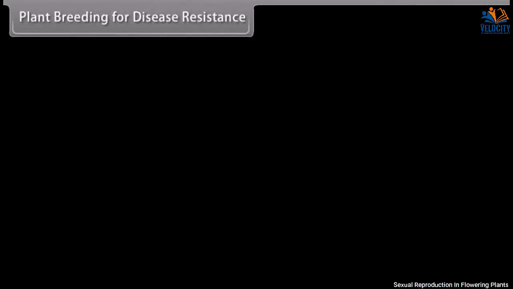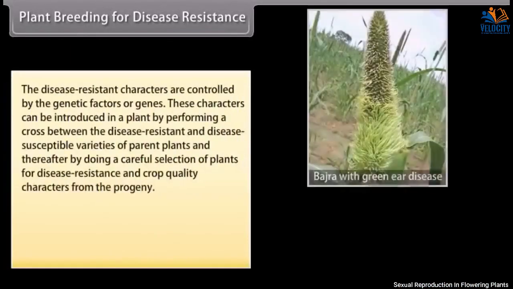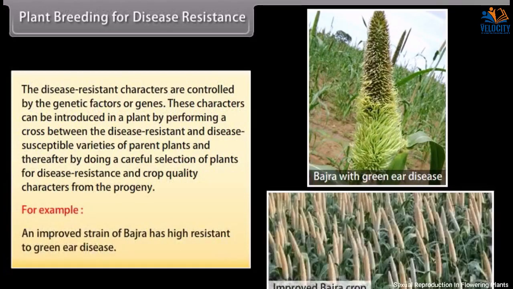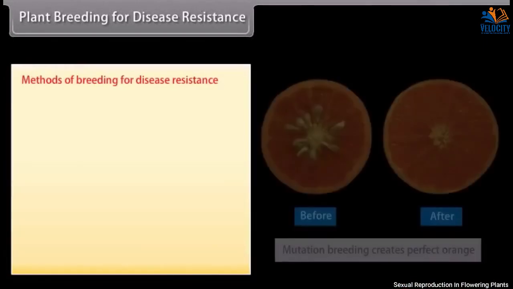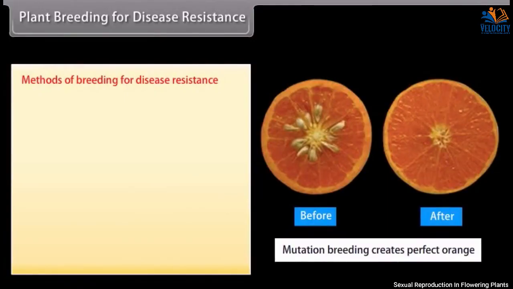Plant breeding for disease resistance. The disease resistance characters are controlled by the genetic factors or genes. These characters can be introduced in a plant by performing a cross between the disease-resistant and disease-susceptible varieties of parent plants, and thereafter by doing a careful selection of plants for disease resistance and crop quality characters from the progeny. For example, an improved strain of bajra has high resistance to green ear disease. Methods of breeding for disease resistance.